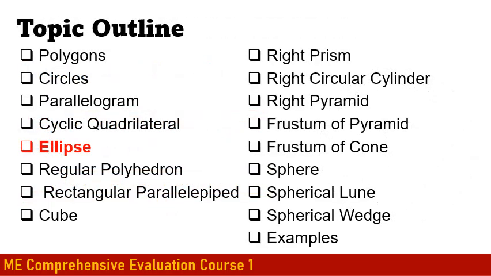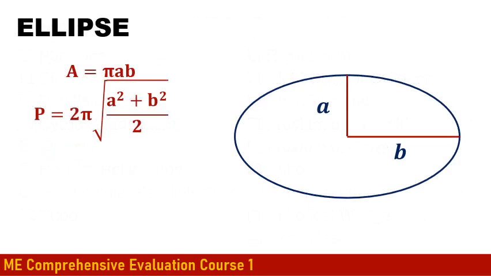Now let's proceed to the ellipse. For the ellipse, this is how it looks like. We have here a semi-minor axis and a semi-major axis. It's semi because it's just 1/2 of the major and the minor axis. The area for an ellipse is just pi AB. The perimeter, on the other hand, is 2 pi multiplied by the square root of the quotient of a squared plus b squared and 2.